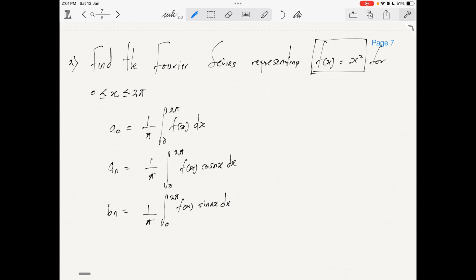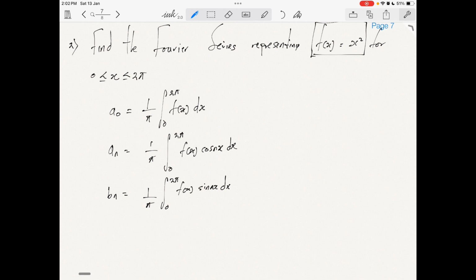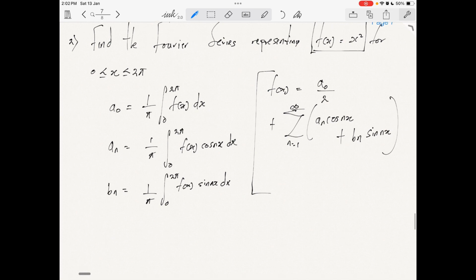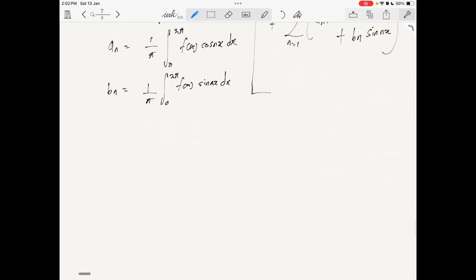So, as usual, as we've done before, we have to evaluate a0, an, and bn, and then our final answer will be slotted into a0 over 2 plus summation of n equals 1 to infinity of an cos nx plus bn sin nx. Now, with this understood, let's go into a0.